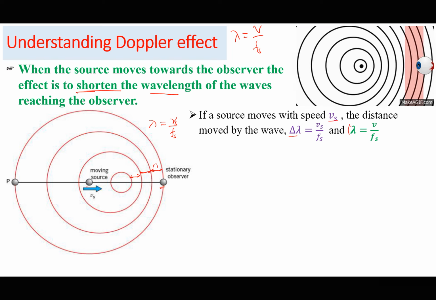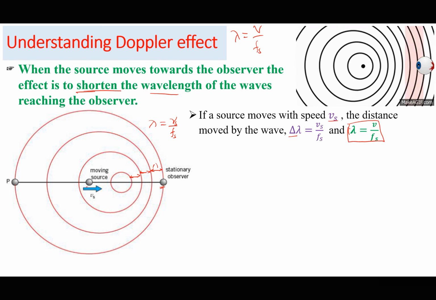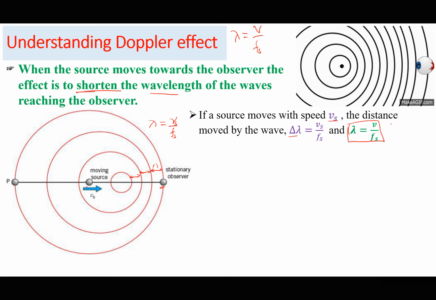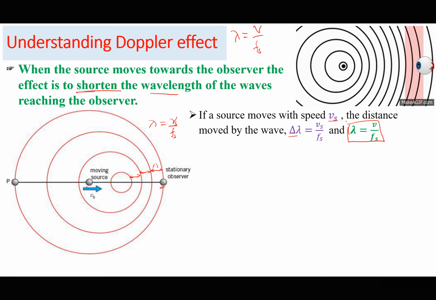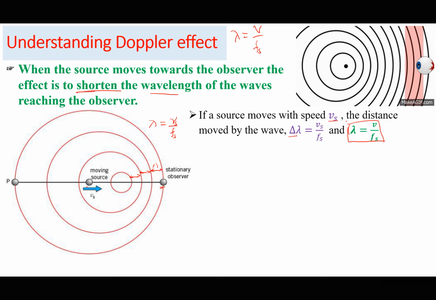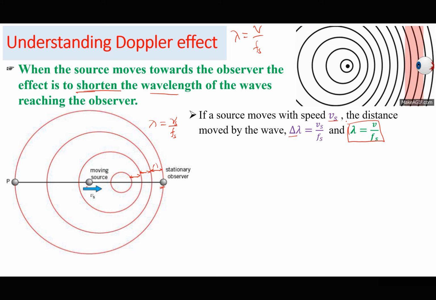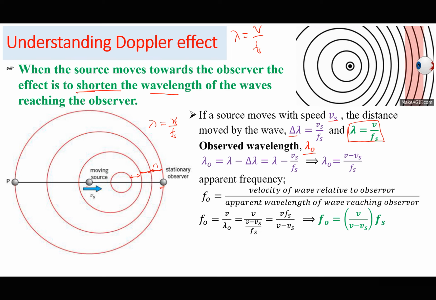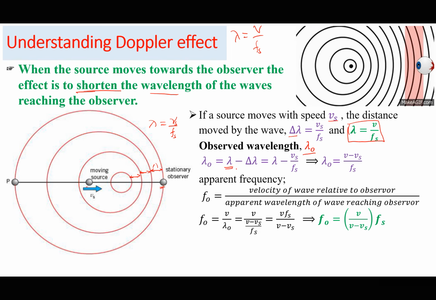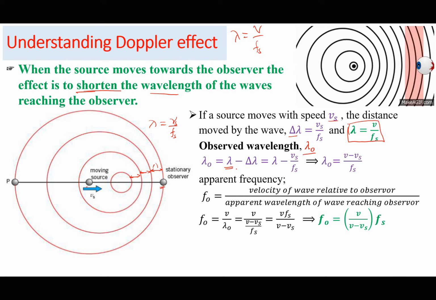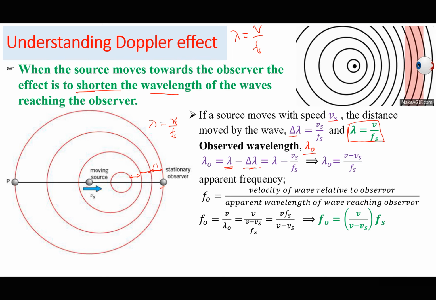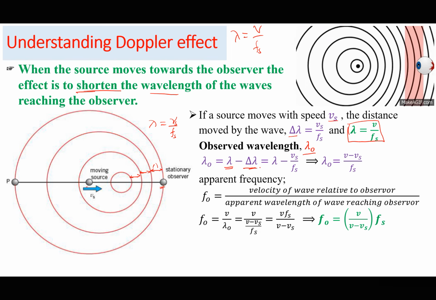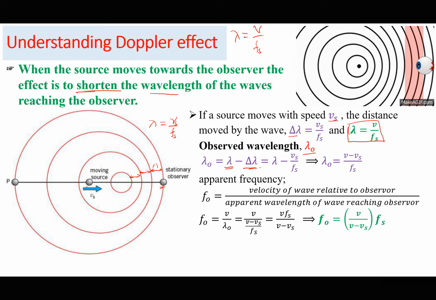But do not forget, when we had a stationary source and a stationary observer, the wavelength was v over fs, where v was the speed in air, not the speed of the source. So what is the relationship between the observed wavelength and the speeds? In this case, the observed wavelength lambda naught is the wavelength that we observed before, when the source and observer were stationary, minus the change, or the distance which the source has moved by the time the observer receives the waves, which I'm going to call delta lambda.